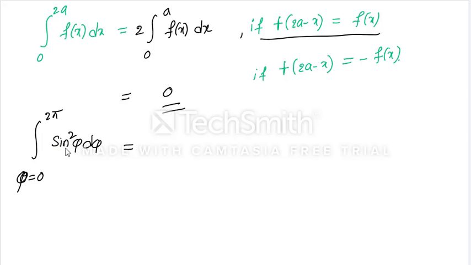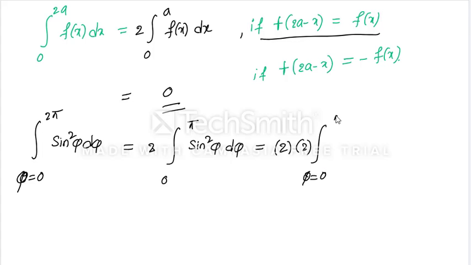Here sine 2 pi minus theta, sine square will become the same function, so I can write this as 2 times of 0 to pi, sine square phi into d phi. And if we apply one more time, this will be 2 times again of what now? Now the phi is from where to where? 0 to pi by 2, and this is sine square phi into d phi now, isn't it?